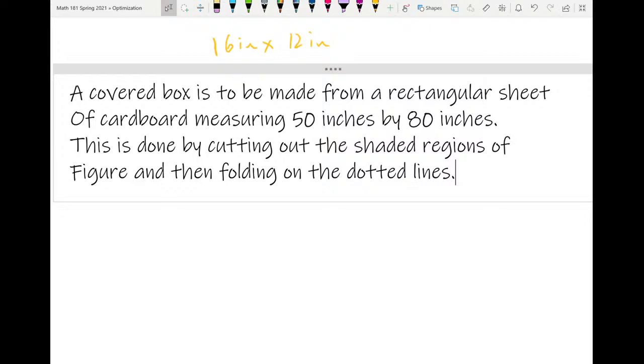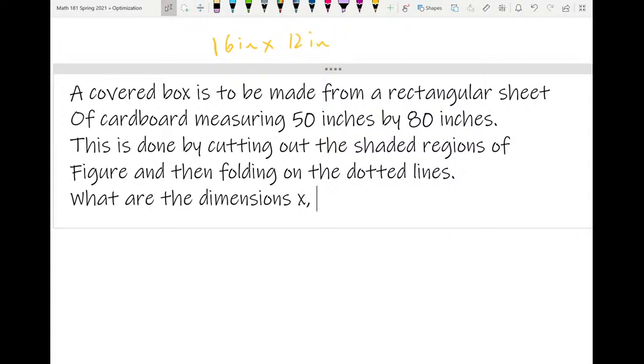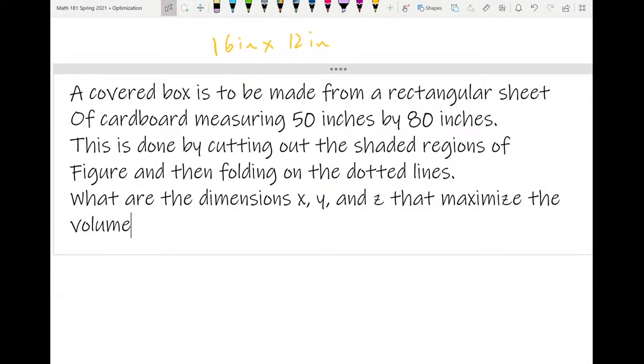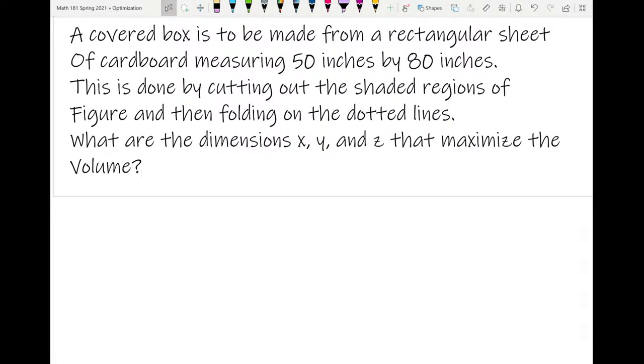It's like, have you ever seen a pizza box? That's what it is. We're literally making a pizza box. What are the dimensions x, y, and z that maximize the volume? All right, so let me draw this out.